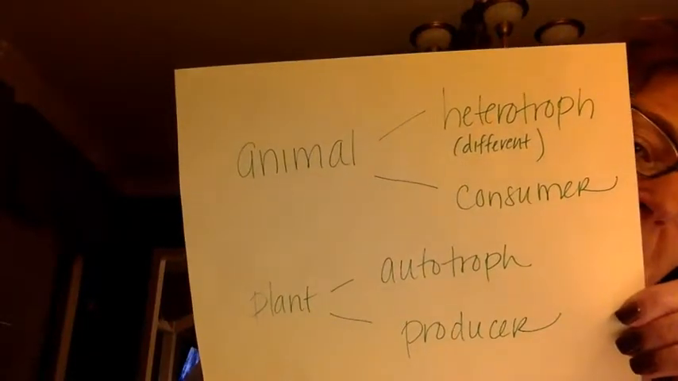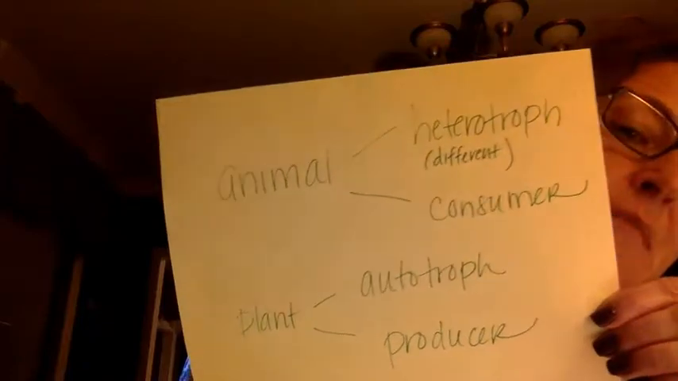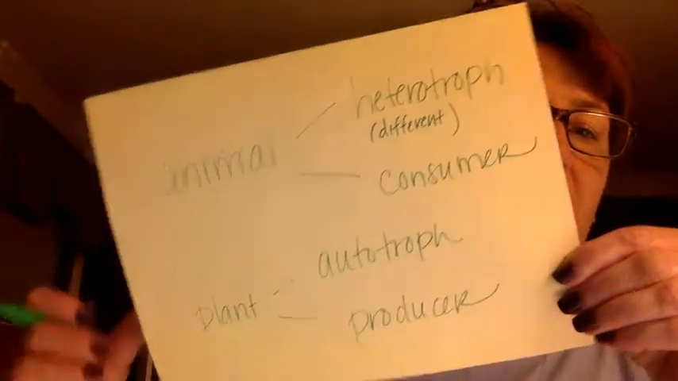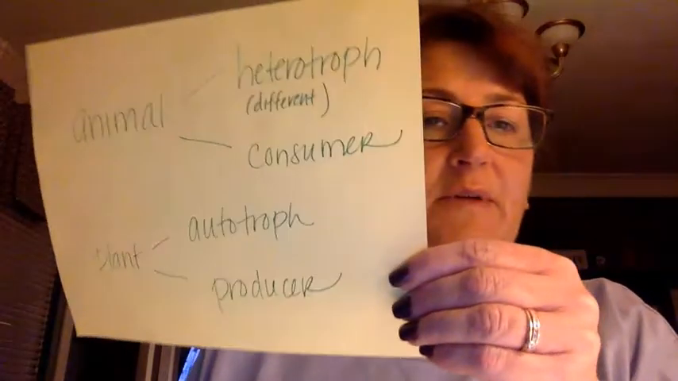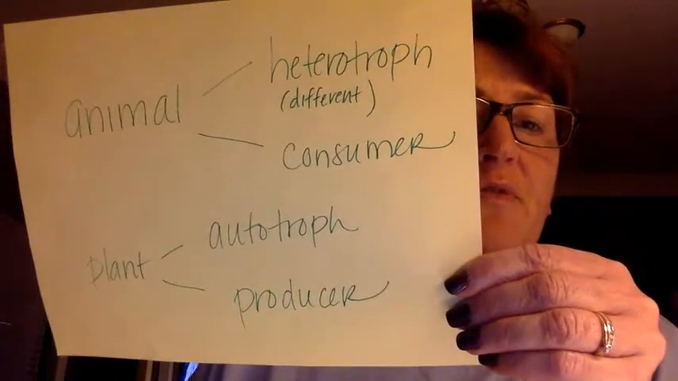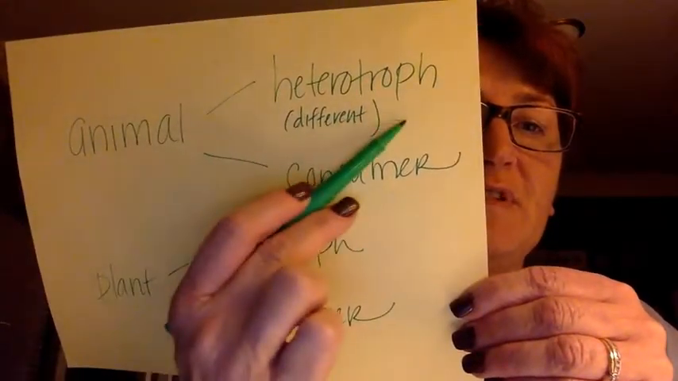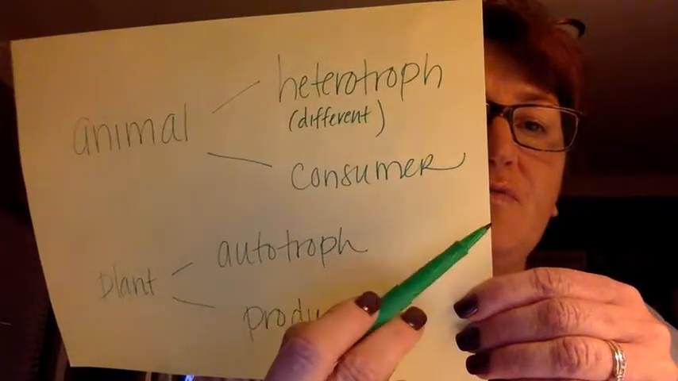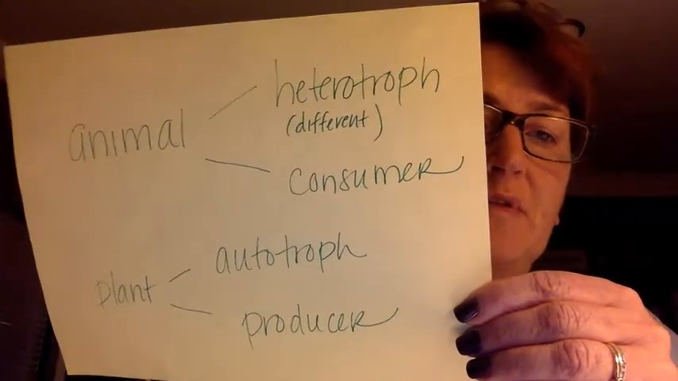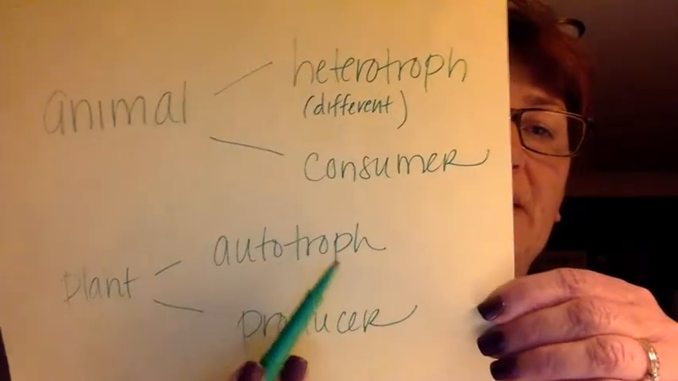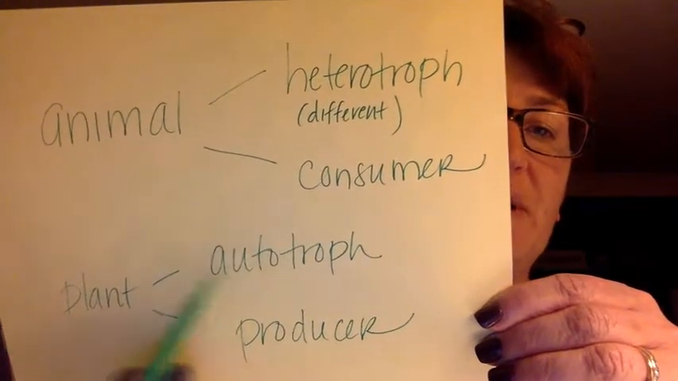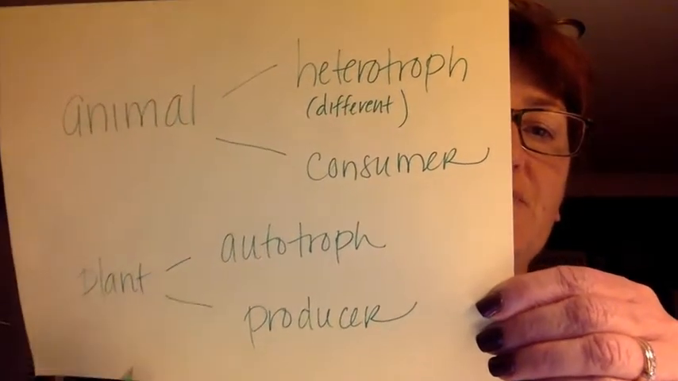Animals cannot make their own food. This is like talking into a mirror. There we go. Animals can't make their own food, so they are heterotrophs, and they have to consume plants or animals. Plants can make their own food, so the prefix auto means self, and then they are producers. They make food for other things, and, well, for themselves.